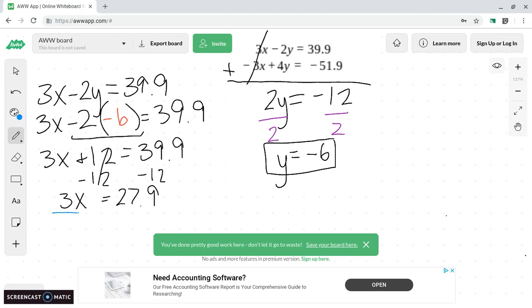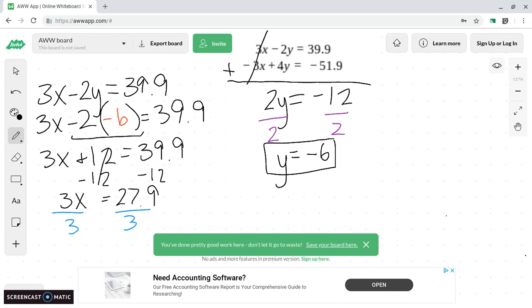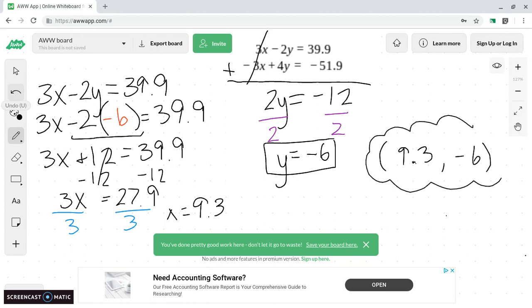Then we want to solve for x, so we're going to divide both sides by 3. And we get an x value of 9.3. I'm going to write it over here. So x equals 9.3. And so our final point, we write in parentheses. We have 9.3 as our x value and negative 6 as our y value. So this is our final solution. This is the point that they have in common. That's the point where they intersect.